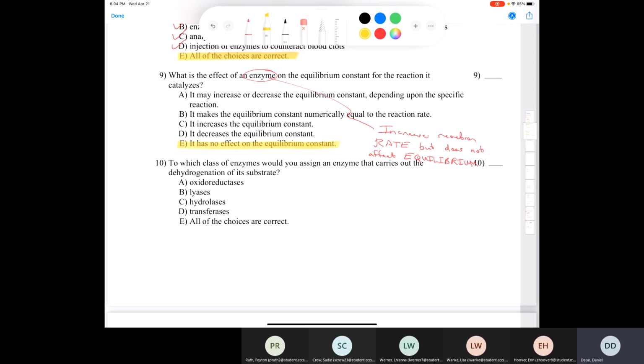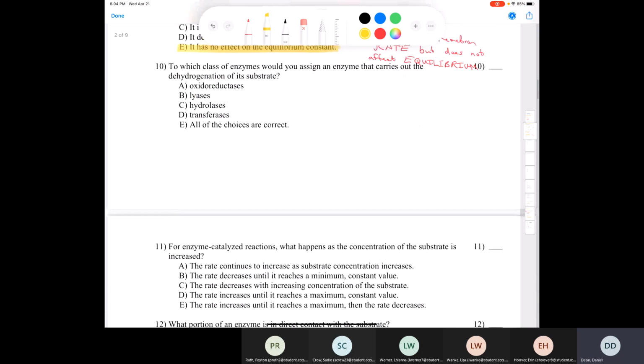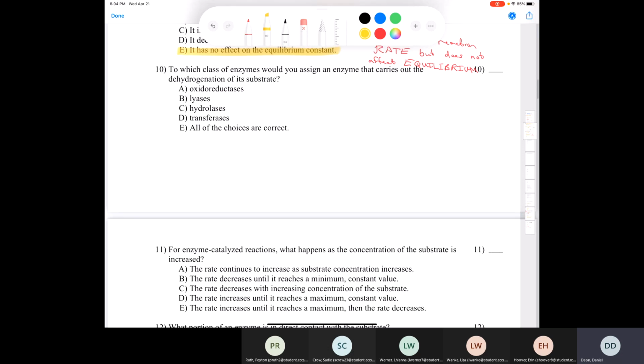It's going to affect the reaction rate, okay? It can change the speed of the reaction, but is not going to affect the concentration of the reactants, their equilibrium concentrations. All right, question 10. To which class of enzymes would you assign an enzyme that carries out the dehydrogenation of a substrate?